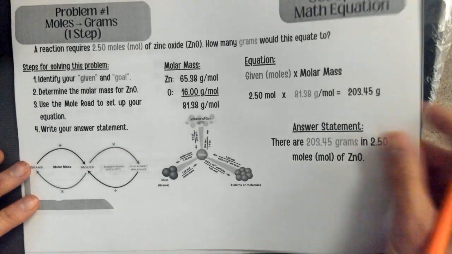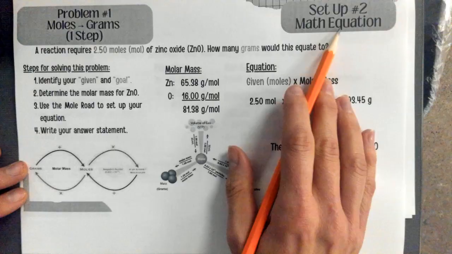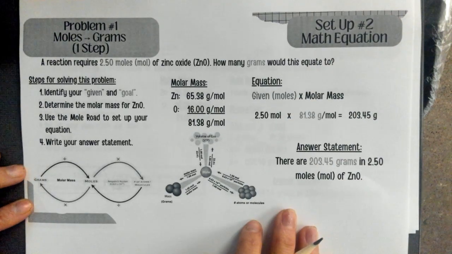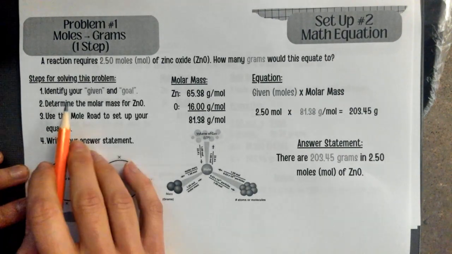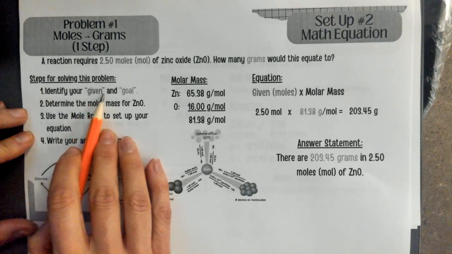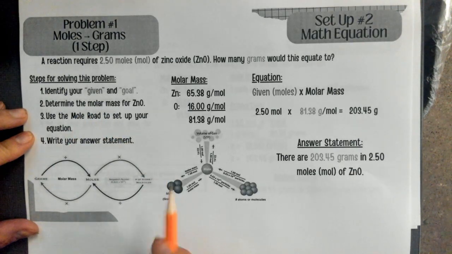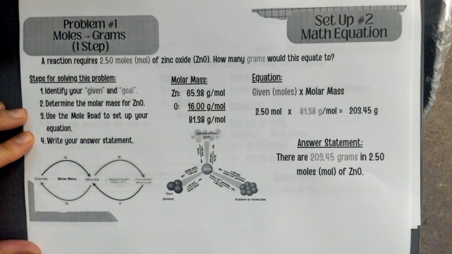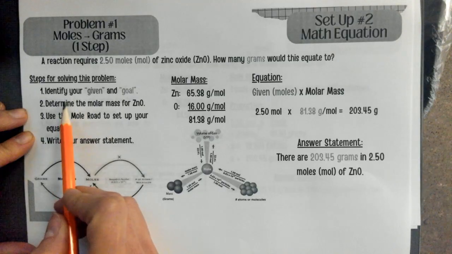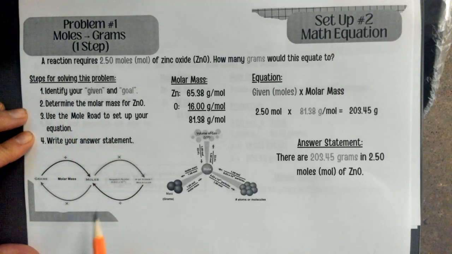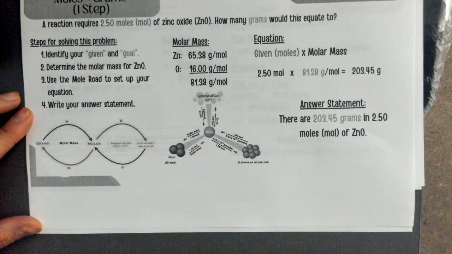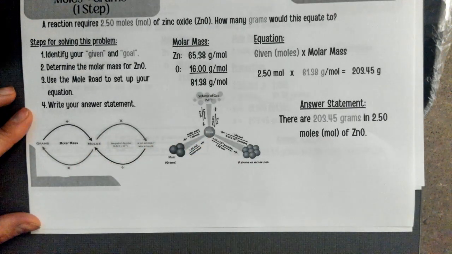So here's the exact same problem, except now I'm going to be using the math equation. All right, so it's going to go a little bit quicker since we already know what our given and goal is, and because we've already calculated our molar mass. So those two steps are the same. What's going to be different now is we're using an equation. So there are 2 different pictures here that you can use.